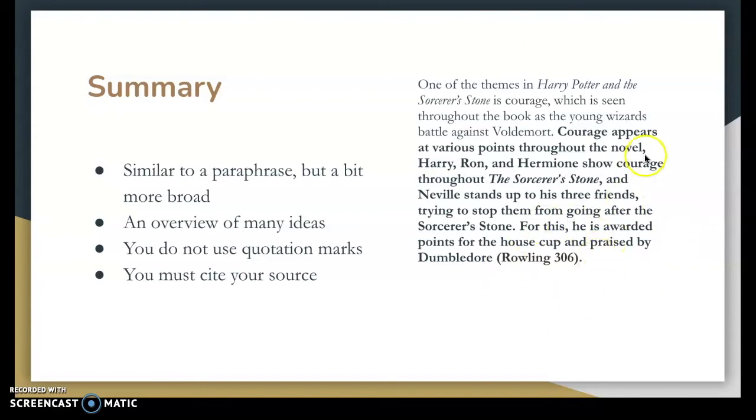Citing it is the same, but see how there's a bit more information here? I'm setting up how courage appears throughout the novel, how Neville is courageous, and then what he's awarded. This still tells you where you could find this information. It could be a longer number of pages because you're summarizing a greater part of the text. For these purposes, I just put the same citation.